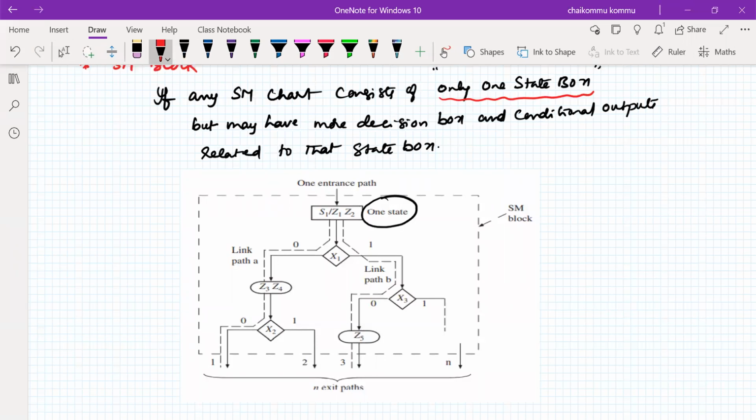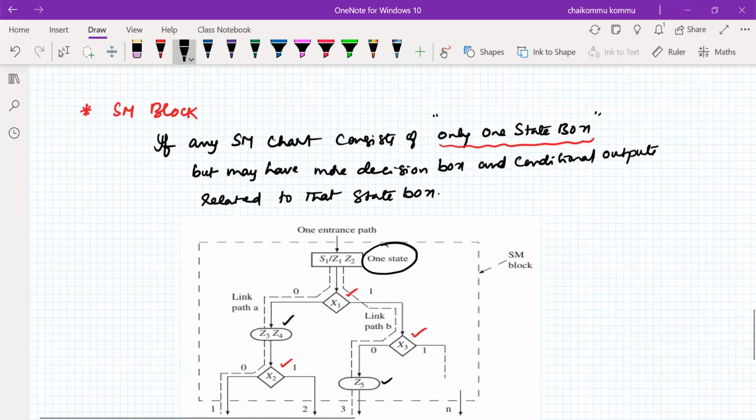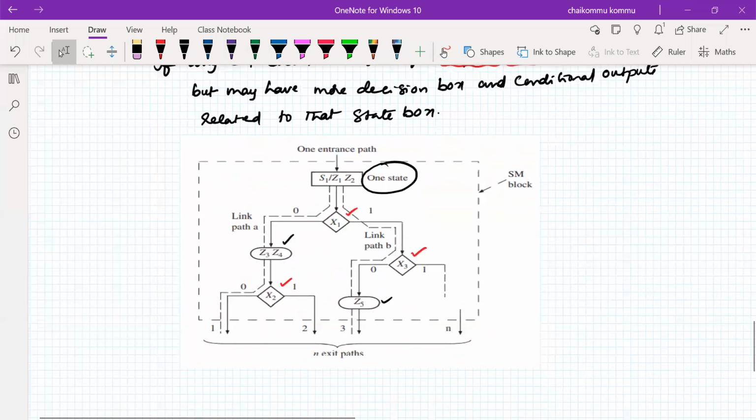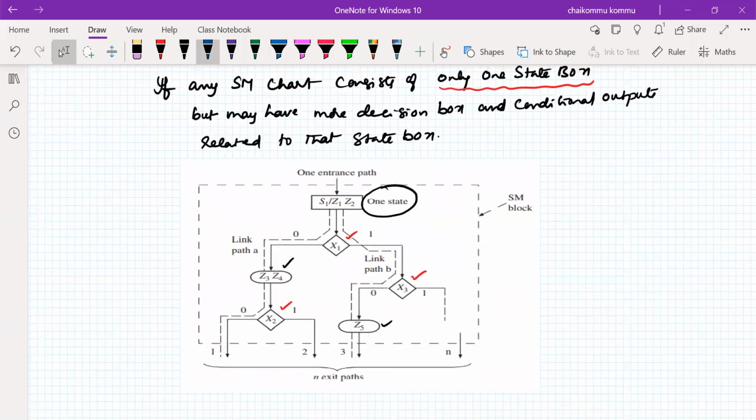But here one condition is there, another condition is there, and two conditions we observe. Suppose three conditions that we have seen, and the output also we can observe, two conditional outputs are also there, but only one state is there. So if any SM state has this kind of property, this is called an SM block, right? And one more thing you should note is that it consists of only one entrance.